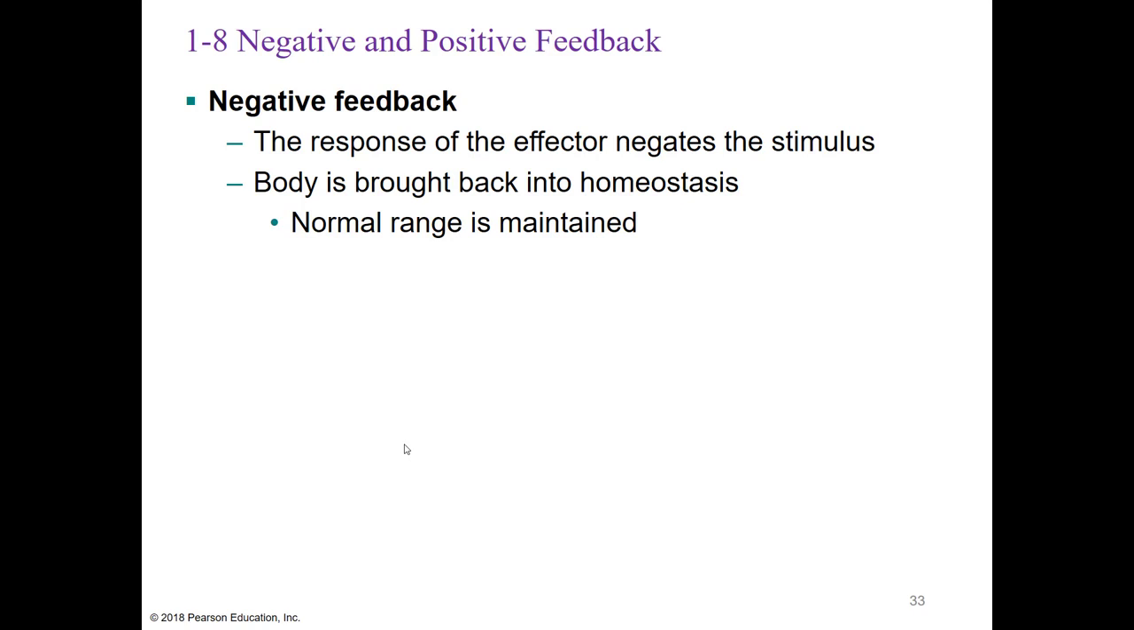So whenever we fight change in homeostasis, we call this negative feedback. I like to remember this by thinking about the word negative: negative feedback feels negatively about change. We are not going to embrace change. We're going to try to keep ourselves as close to set point or checkpoint as possible. So the response of the effector in a negative feedback loop will negate the stimulus so that the body is brought back to homeostasis and we stay normal and happy.